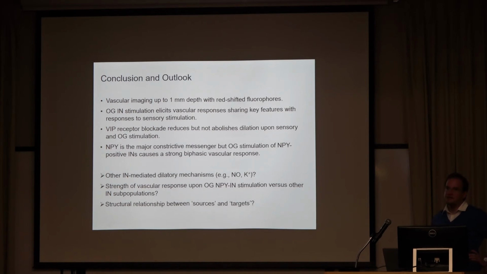Is it maybe nitric oxide or extracellular potassium? And then it's of course interesting to find out whether the strength of this vascular response by NPY positive interneurons is something really specific to these interneurons. So are they very strong drivers of vascular responses, or is this inherent also to other interneuron populations? And we also want to look into the structural relationship between sources and targets, like NPY or VIP vesicles, and the receptors on the vasculature, which may help to answer the question why the dilation occurs first in deep cortical layers.